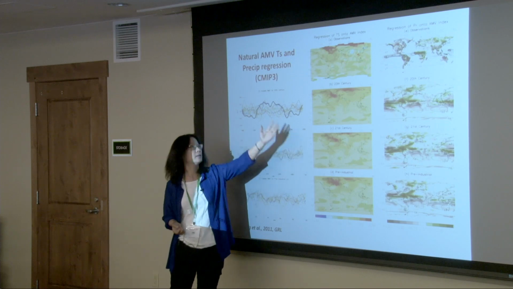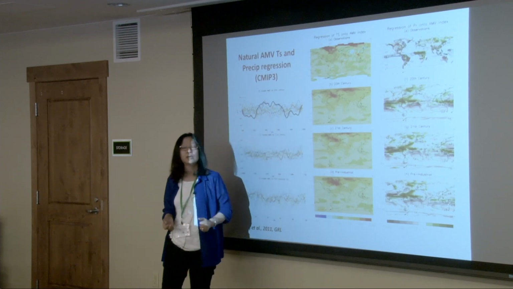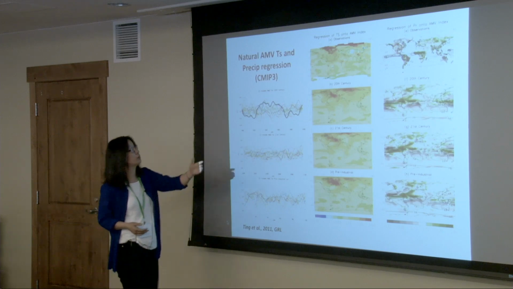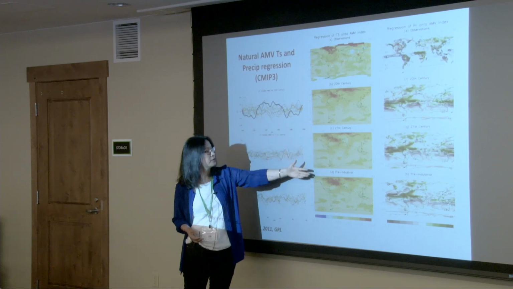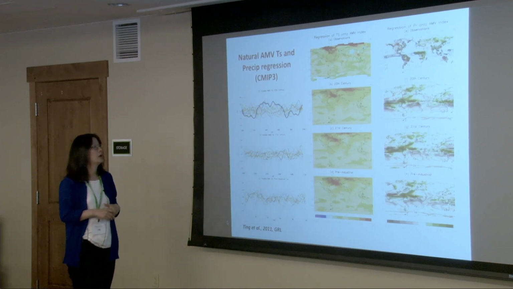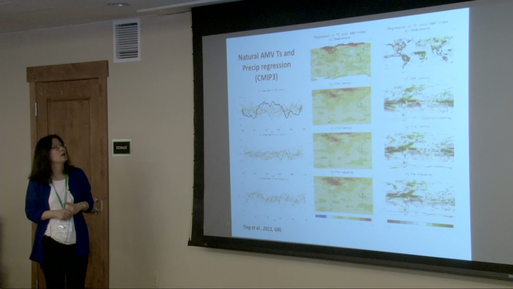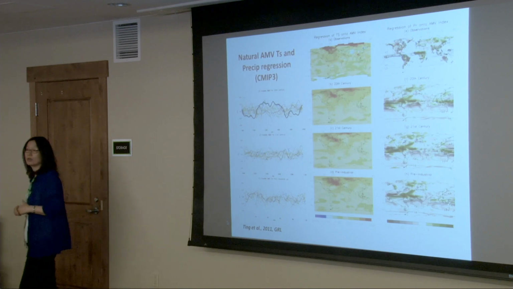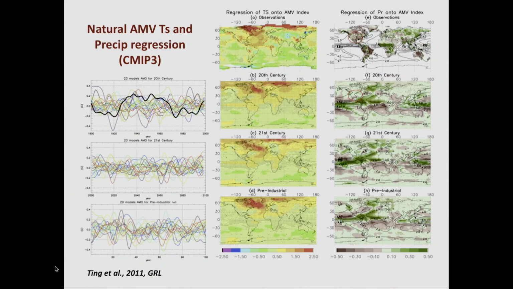even though the AMV itself, spatial pattern-wise on this column here, shows a pretty similar pattern. These are for the 20th century simulation, 21st, and pre-industrial. They all seem to show a very similar horseshoe sort of pattern of AMV, whereas the hydroclimate implications are much stronger in observation than in models. And these are just showing the time series on the left.